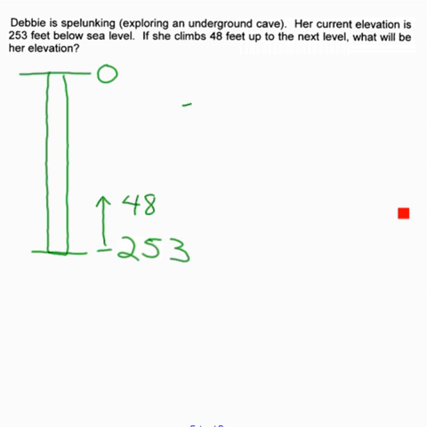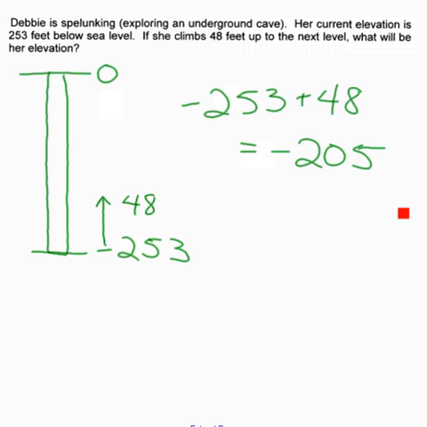So the math problem we're doing is -253 plus 48. When we do that, we're going to get less negative by 48 feet. And so we're going to end up at -205 feet. So now she's going to be 205 feet below sea level.